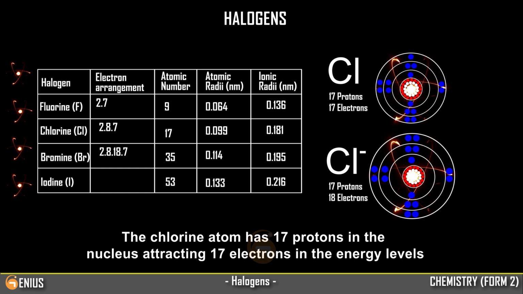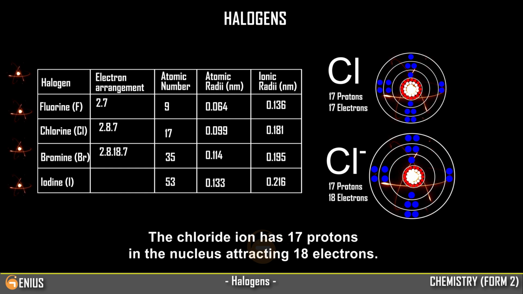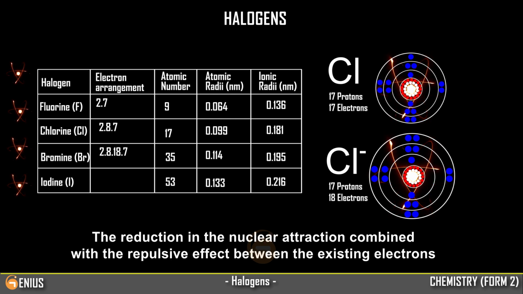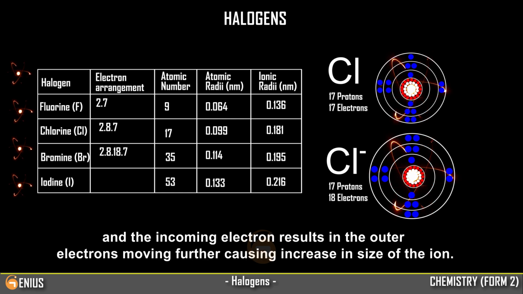The chlorine atom has 17 protons in the nucleus, attracting 17 electrons in the energy levels. The chloride ion has 17 protons in the nucleus, attracting 18 electrons. The effect of the positive nucleus in the ion is thus lower. The reduction in the nuclear attraction combined with the repulsive effect between the existing electrons and the incoming electron results in the outer electrons moving further, causing increase in size of the ion.